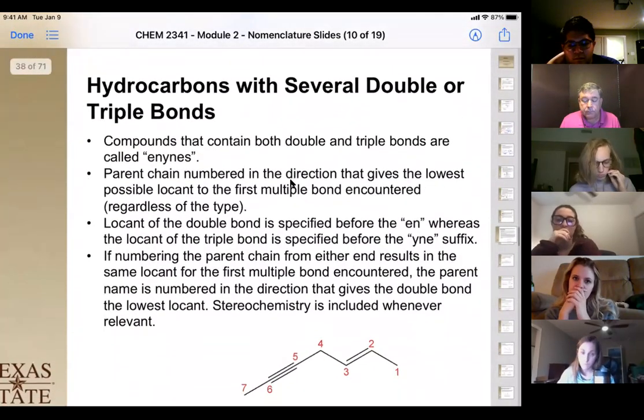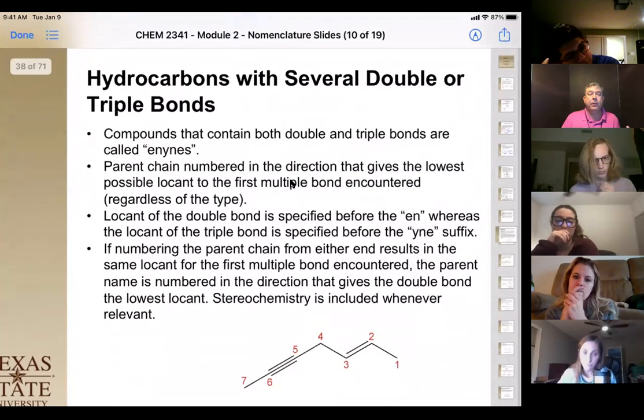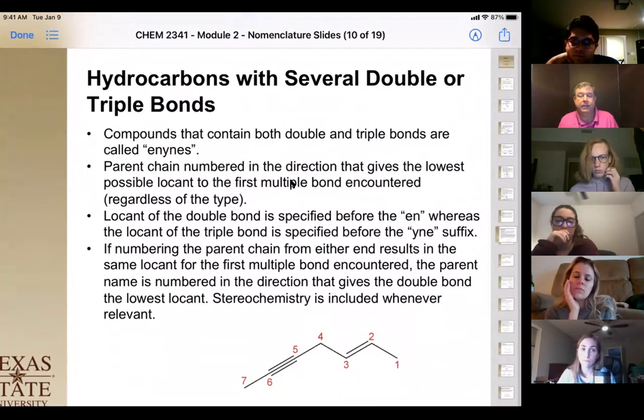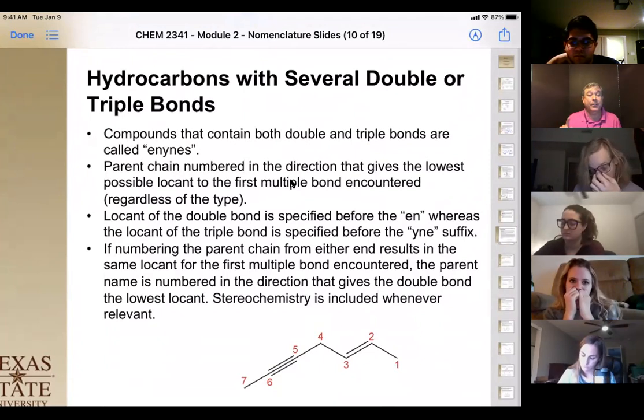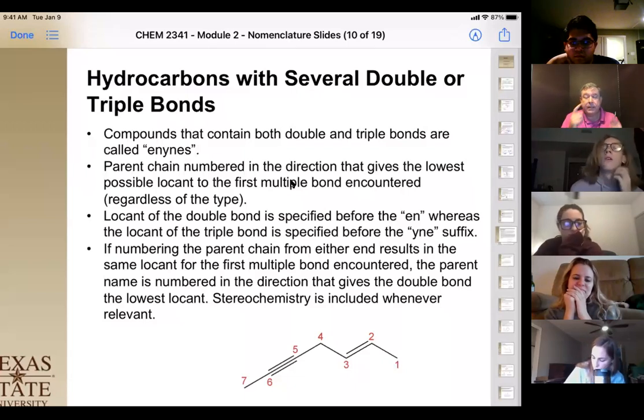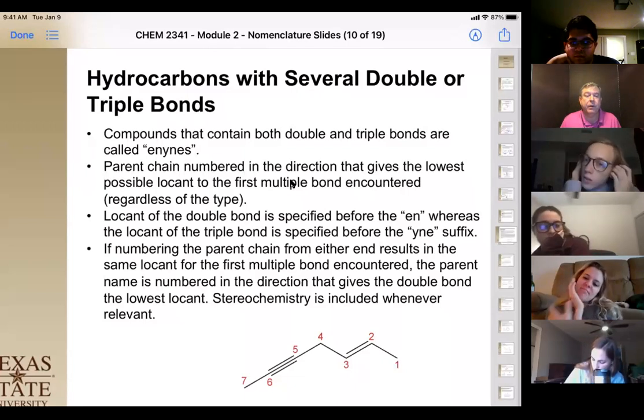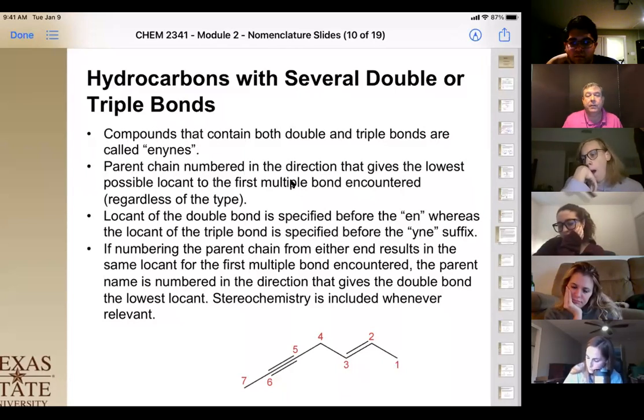Well, what if you have double and triple bonds in there? Because the double bond gives you the infix of -ene. The triple bond gives you the infix of -ine. But because they're both in there, you actually have to include both of them. So they're what we call ene-ines, okay? Because neither one is above the other in priority. So we have to actually put all of them in it. So we have to include where the enes and the ines are.